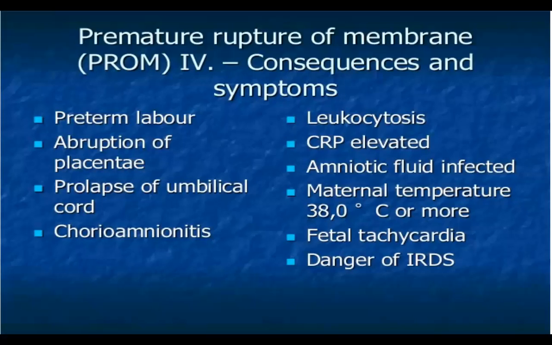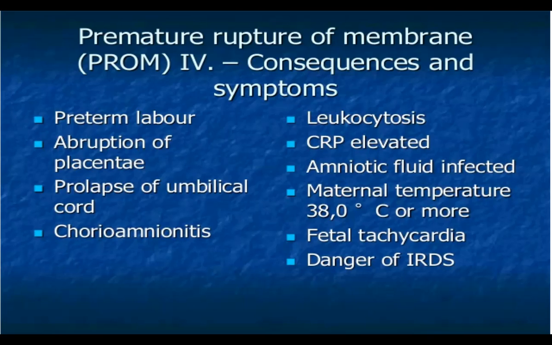Then sometimes it may happen that the normal labor, which should go up to 40 weeks, is interrupted by a premature rupture of the membrane, also called PROM. And whatever its consequences, sometimes there may be preterm labor, or abruption of the placenta, where the normally situated placenta is dislodged from its original site, which can lead to APH, that we have seen in the previous lecture.